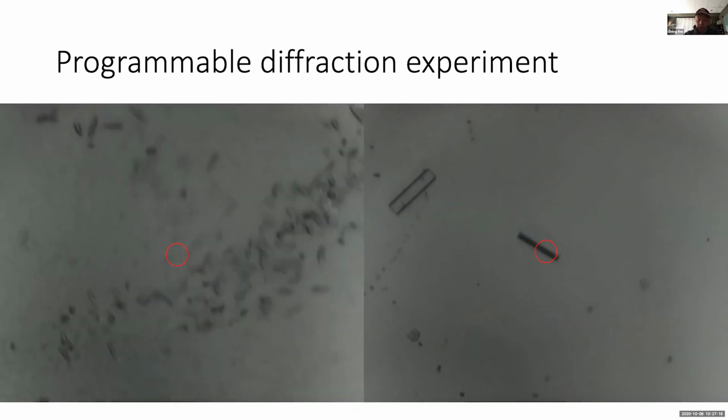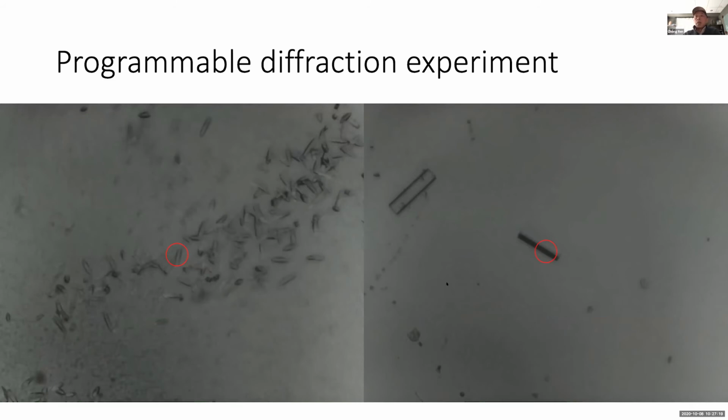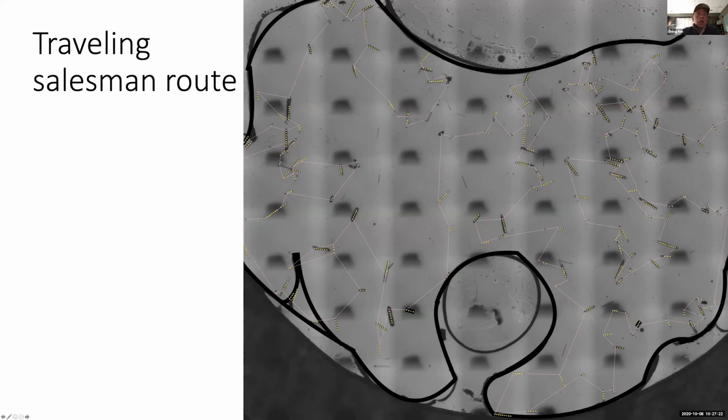Okay, I guess you get the point. And then here, I illustrate one of the potential strategies. It's called the traveling salesman route. This calculation finds a near minimum travel through each planned crystal once and once only, so that the travel will be minimized. And then we find this is the fastest way to go through all the crystals on the chip.